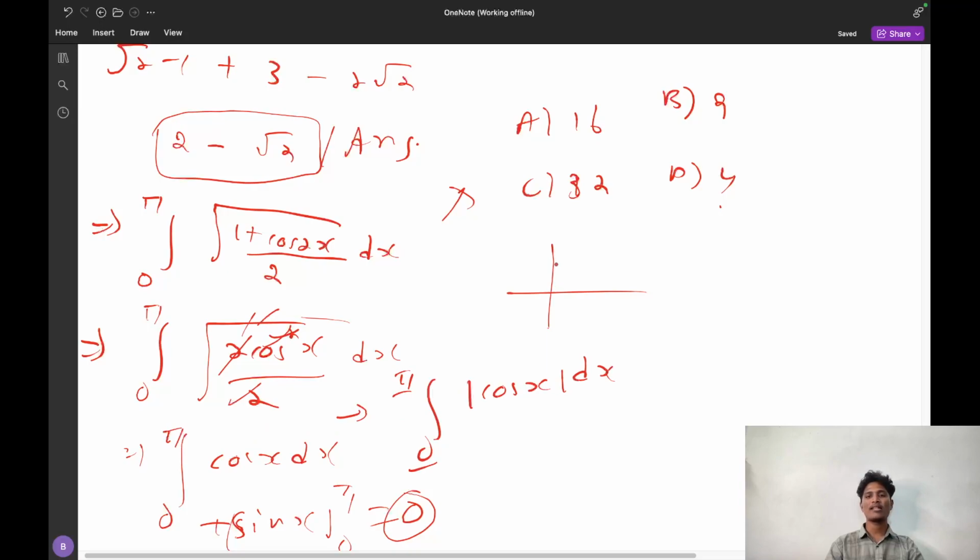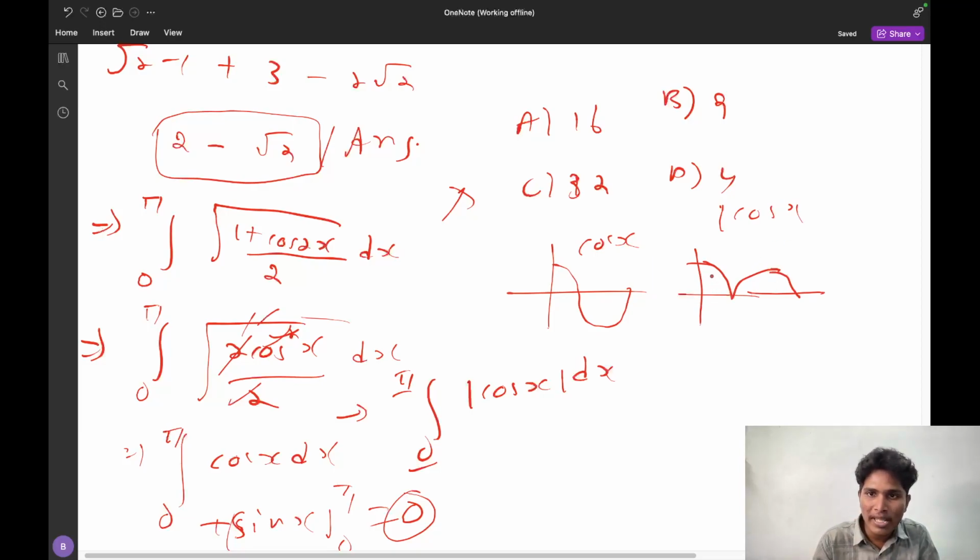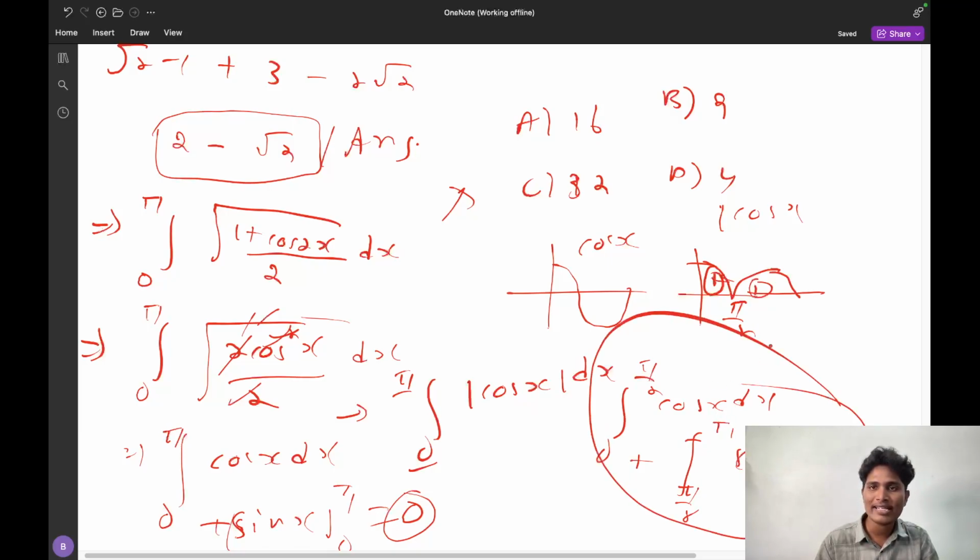The cos x graph is like this, and the mod cos x graph is like this. The area here will be 1 and here will be 1. You have to integrate and substitute the values, and these two values will be added. At pi by 2 it will break, so the integration should be broken at pi by 2: 0 to pi by 2 cos x dx plus pi by 2 to pi of cos x dx. When I calculate these integrations, I will get answer B.